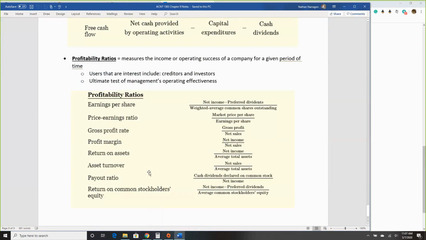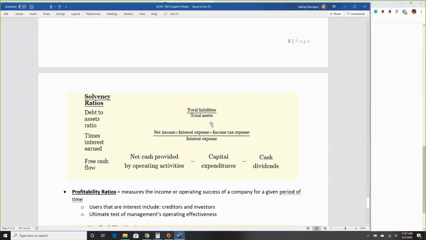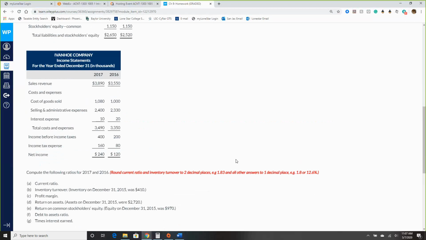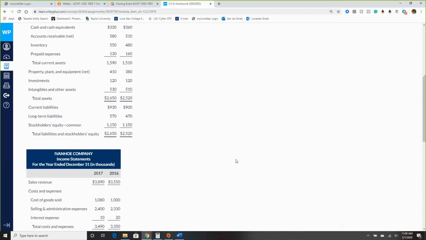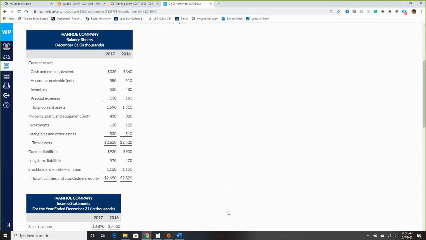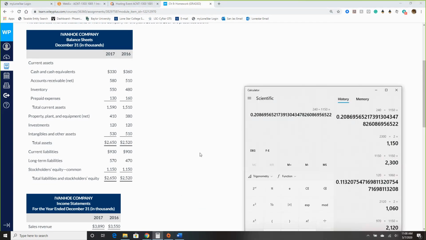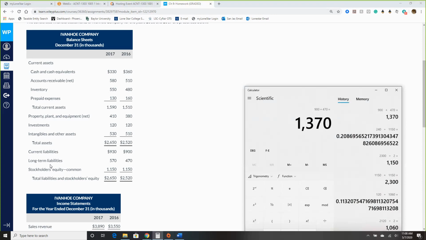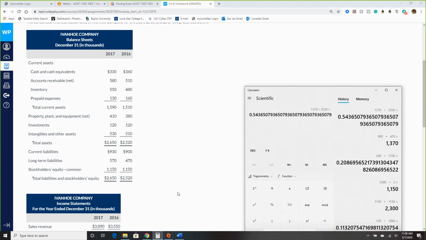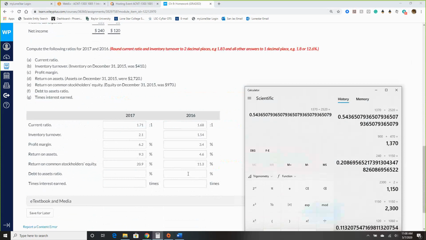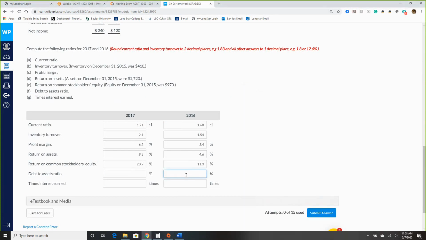Debt to asset ratio is total liabilities divided by total assets. So here, we actually have to figure out total liabilities. So 900 plus 470, because we only have current and long term. And then divide by your total assets, which for this one is 54.4%. Okay.